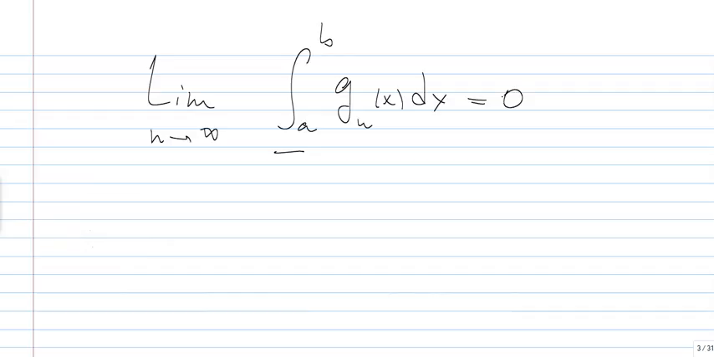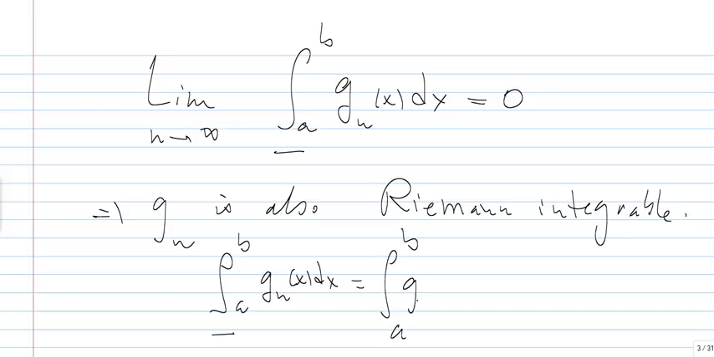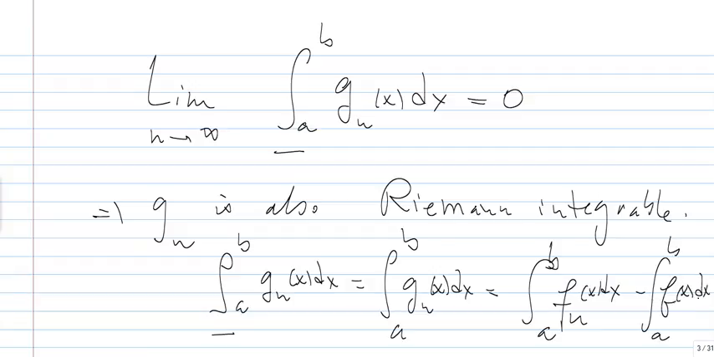So now we can use the theorem of Lebesgue that tells us that the limit when n goes to infinity of the Riemann lower integral of gn(x) dx is equal to 0. Okay? But since fn and f are both Riemann integrable, then we know that gn is also Riemann integrable. And in that case, the lower Riemann integral of gn(x) dx is exactly the integral of gn(x) dx, which is equal to the integral from a to b of fn(x) dx minus the integral from a to b of f(x) dx.